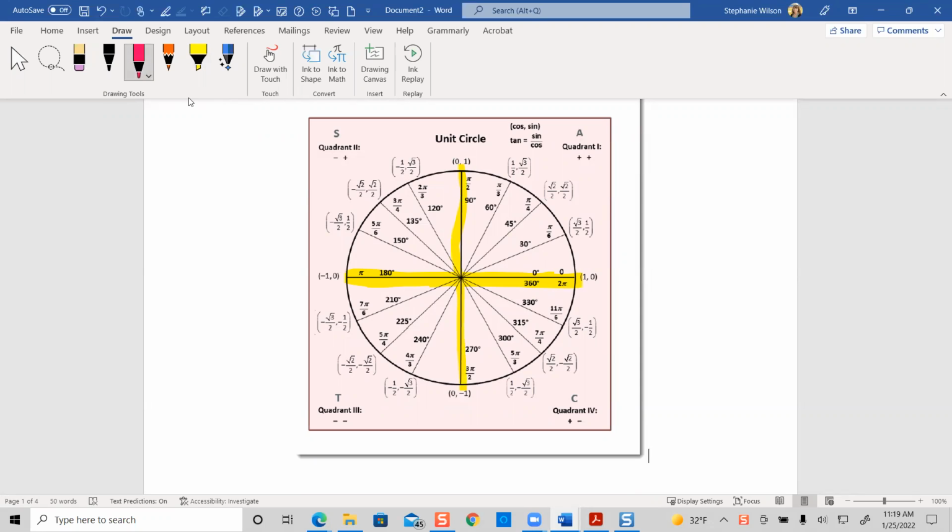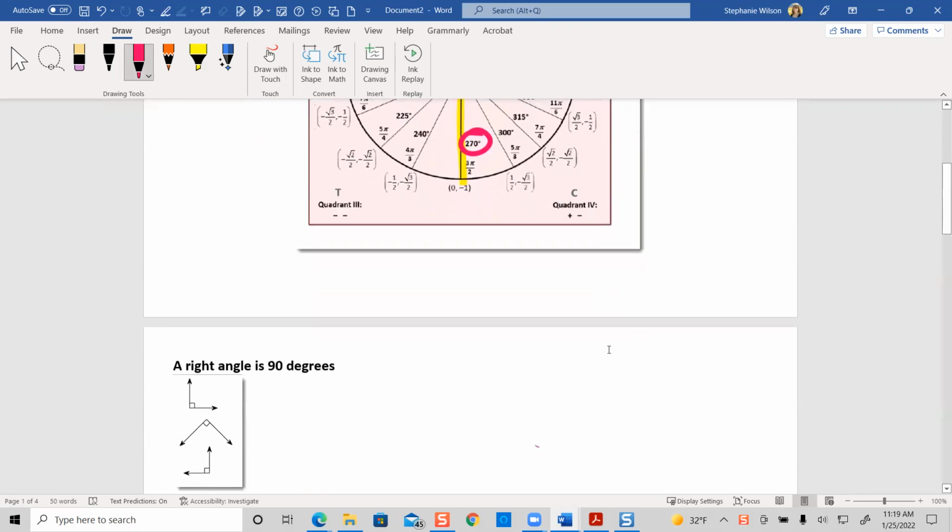And if you notice, we start out at 0 degrees and we go up to 90 degrees, and then we go to 180 degrees. 180 degrees, look, it's a straight line. And then we go around to 270 degrees and we finish the circle at 360 degrees. So I just wanted to show you that. We're going to learn the rest of these later on.